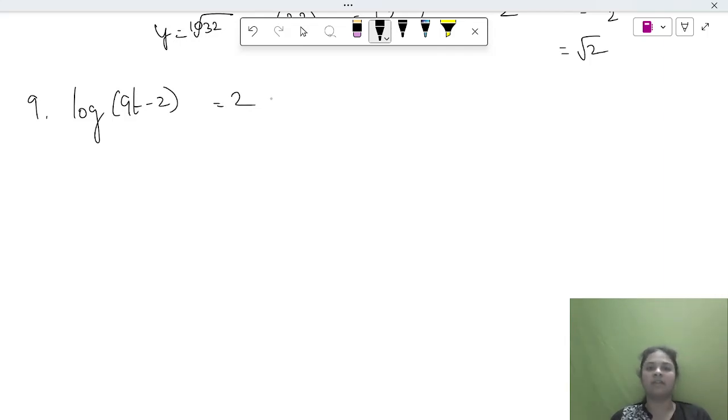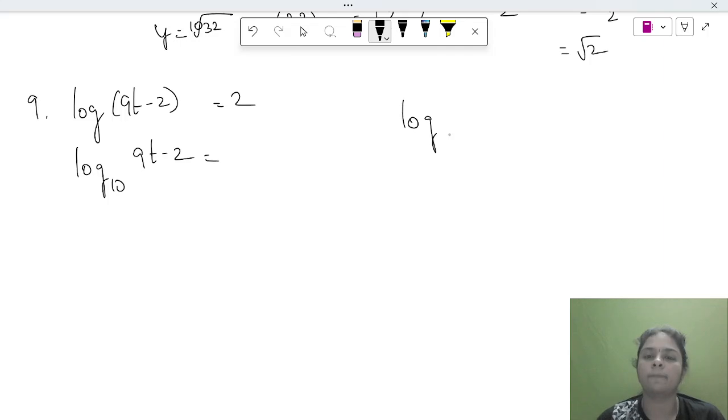Now the base is not given. So what base do we have to assume? 10. So log to the base 10 of (x minus 2) is equal to 2. Now log to the base 10 of x is equal to 2, so we can write 10 to the power 2 is equal to x, therefore x is equal to 100.